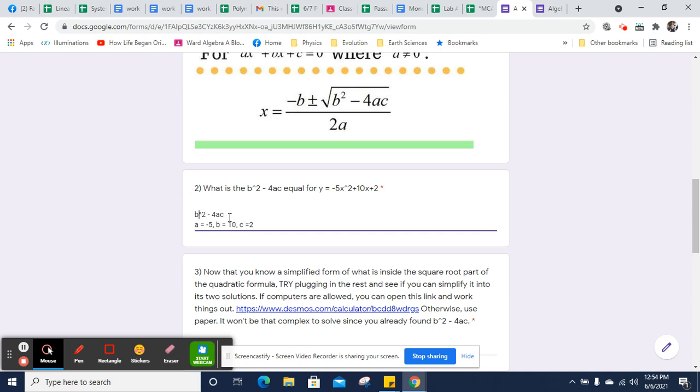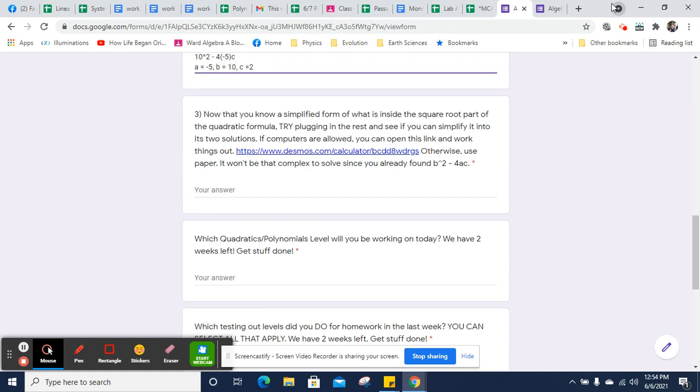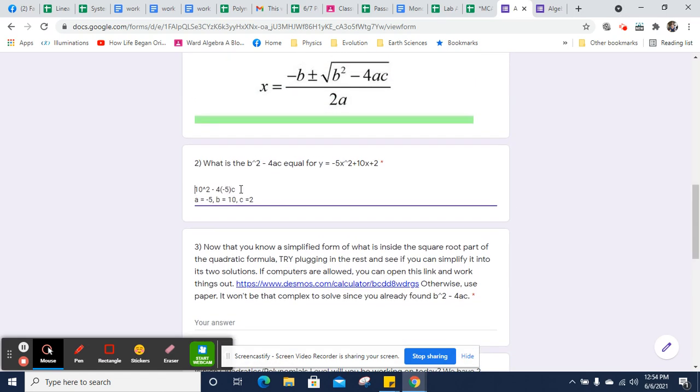We're going to deal with B, which is 10. So that's 10 squared. We're going to deal with A, which is -5. And we'll not scroll down so fast. We'll deal with C, which is 2. And so let's deal with the 10 squared. Let me copy paste this thing.